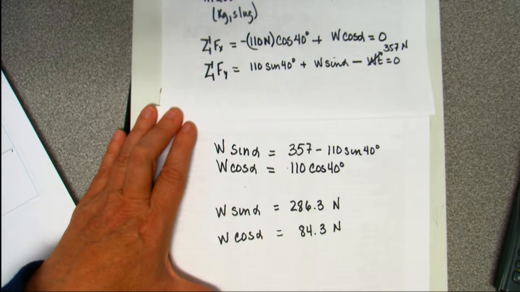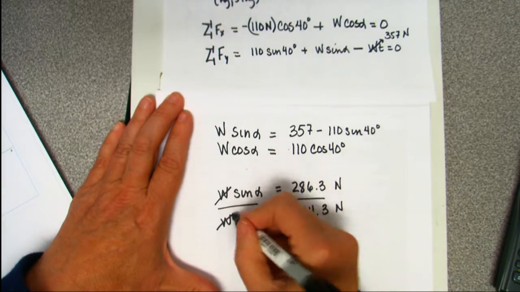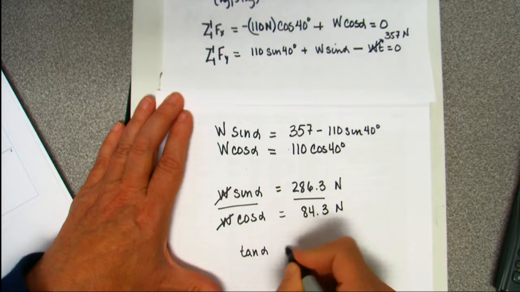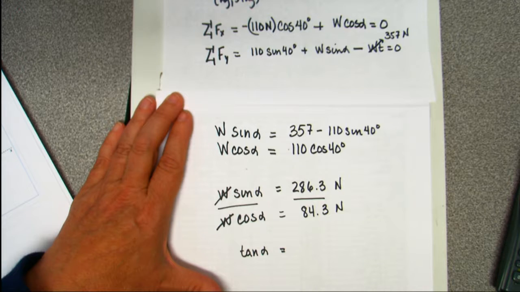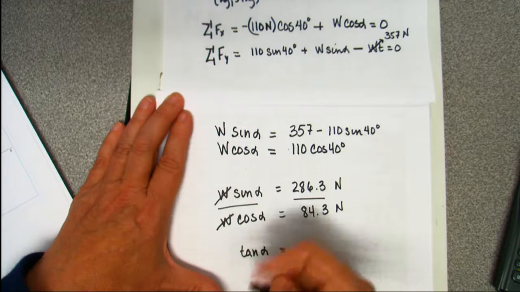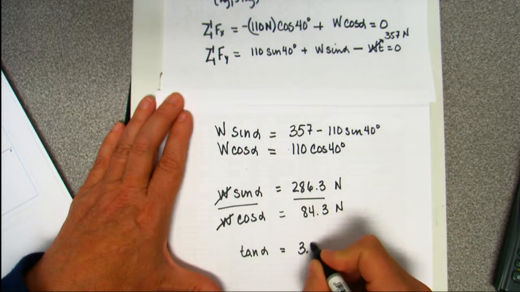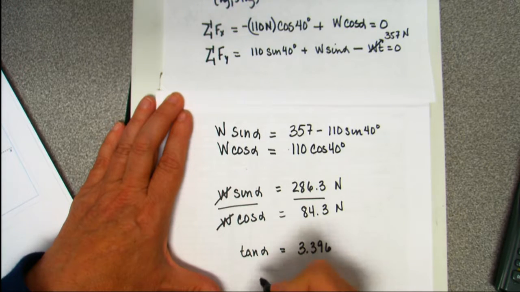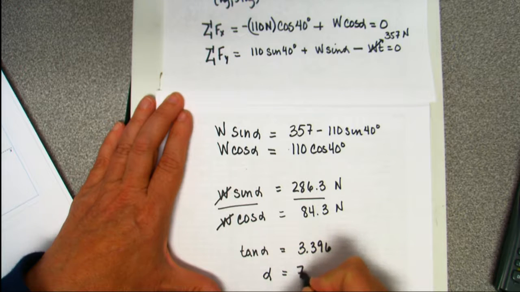I'm going to do a mathematical trick. If I divide, the weights cancel. Sine over cosine is a tangent. So I'm going to take my 286.3 divided by my 84.3. Gives me 3.396. And take the arc tangent. And it gives me the angle is 73.6 degrees.